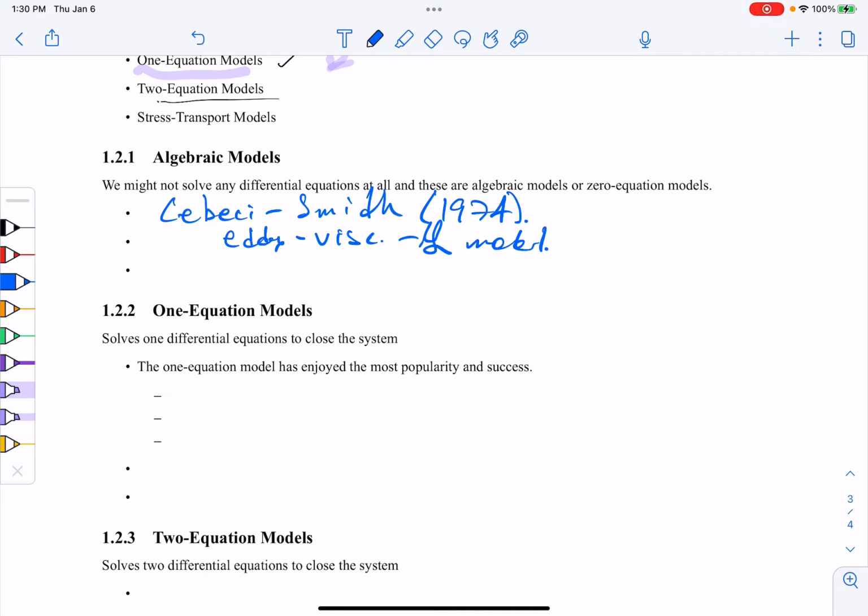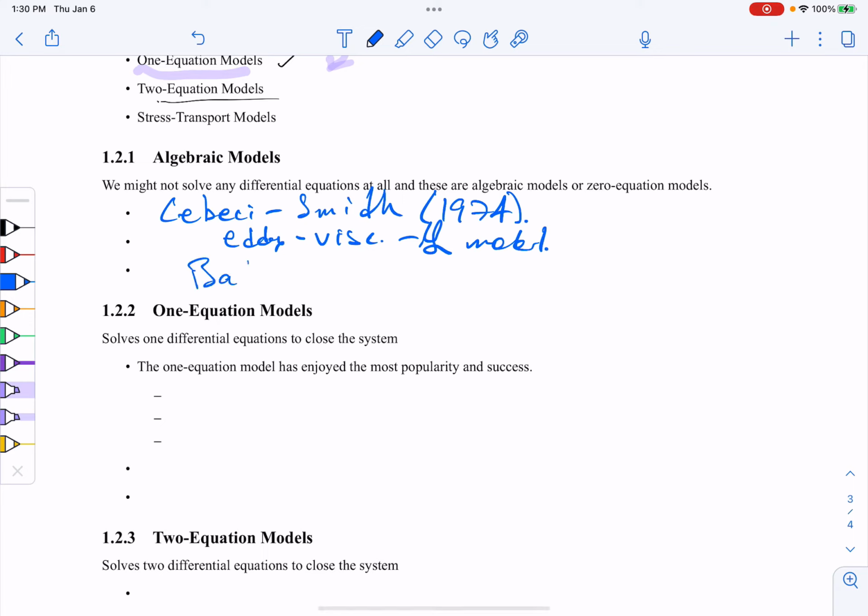And we're going to look at their model closely because a lot of the aircraft in the 70s, 80s, and 90s were completely developed with their models. In fact, some people today call it the integral approach or Cebeci-Smith integral approach, and it is very popular.